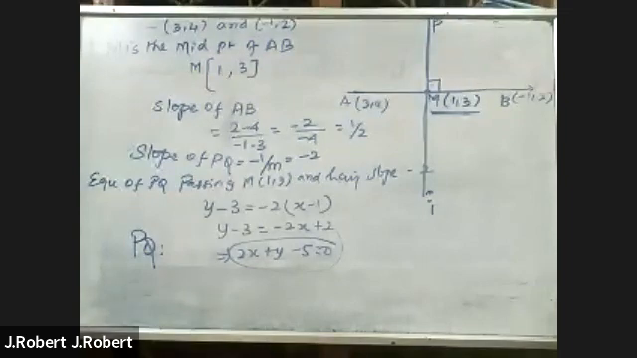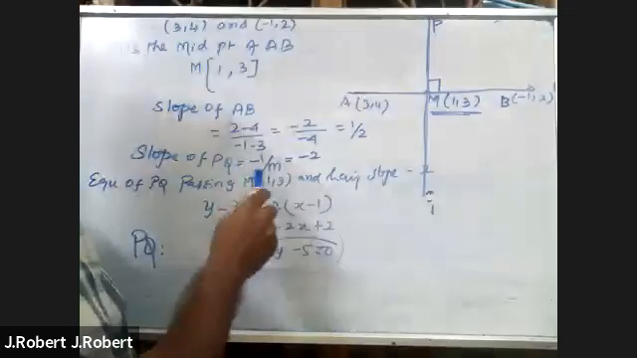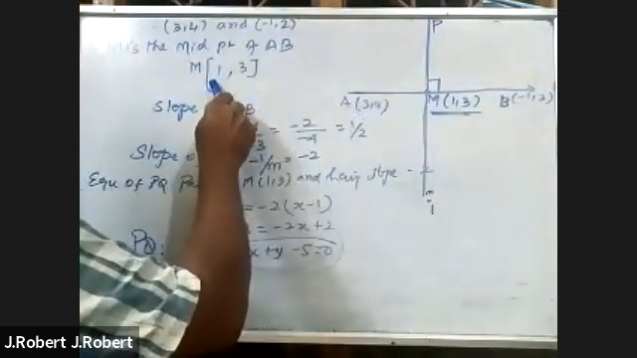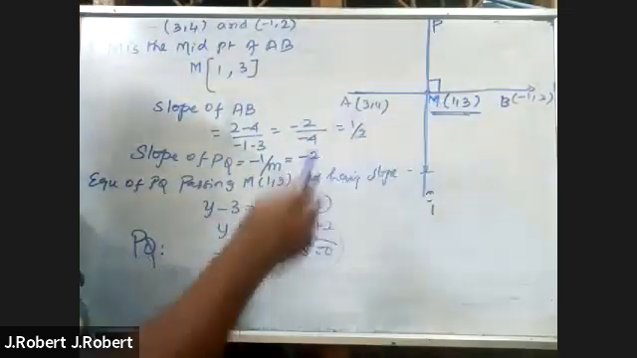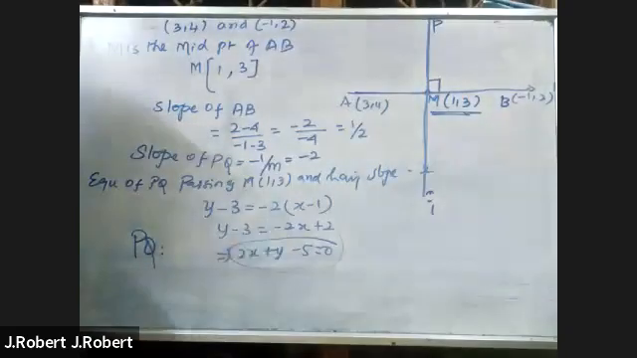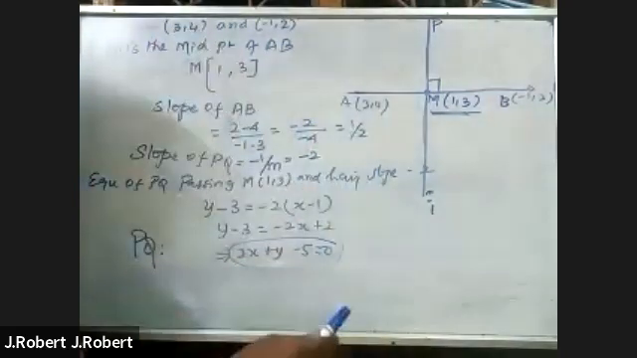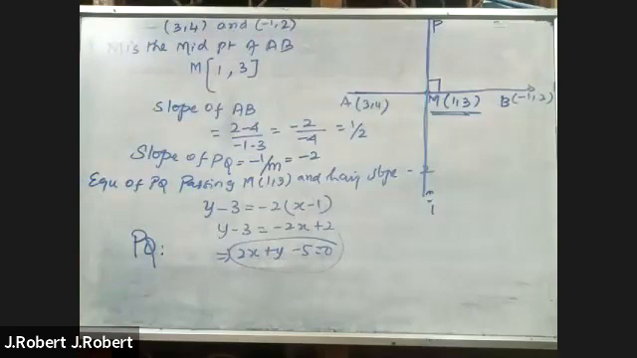Sir, how did this midpoint 1,3 come? The midpoint is of AB. Using (x1 plus x2) by 2, that is (3 minus 1) by 2 equals 1, and (y1 plus y2) by 2, that is (4 plus 2) by 2 equals 3. You know the midpoint formula. That is the midpoint M of AB. A perpendicular bisector is the line which bisects AB at the midpoint and also cuts at 90 degrees. That is called your perpendicular bisector. Okay? We'll move on to the next problem.